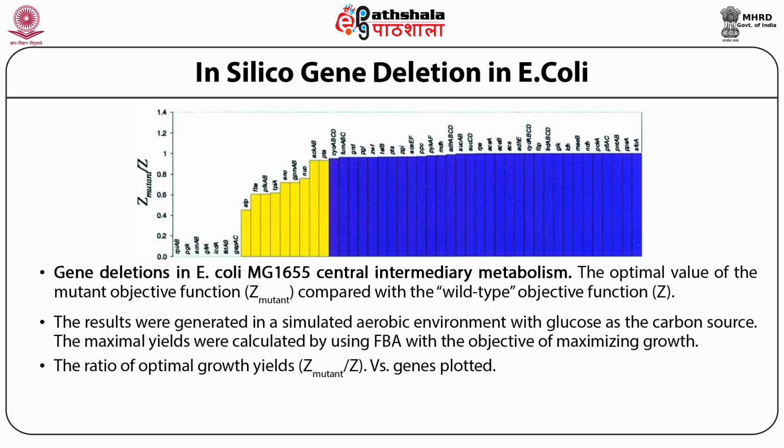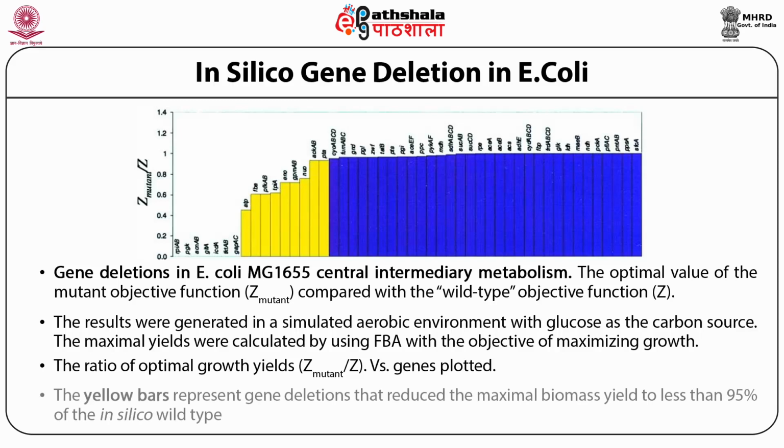Whereas there are some of them which you can see on the left hand side, all of them being mutated or stopping their flow, the growth becomes almost zero. So what does it mean? It only tells us that almost 30 to 40% of proteins actually don't affect the normal cell. And yellow bars represent the gene deletions that reduce the biomass to less than 95% of the wild type. So this is interesting.